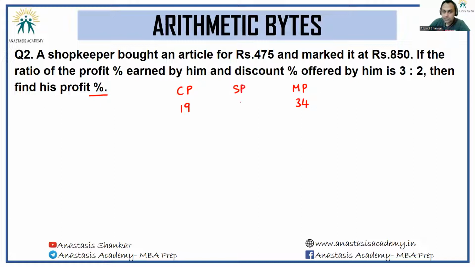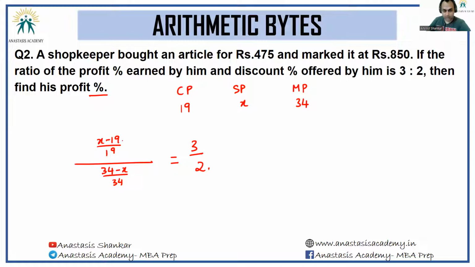And SP, something in between, let's say X. Now the profit percentage will be given by X minus 19 upon 19. This whole thing divided by the discount percentage, which will be given by 34 minus X upon 34. This has been told to us as equal to 3 by 2. Okay. So let us take it there.